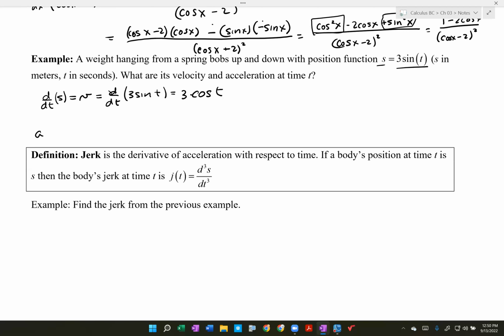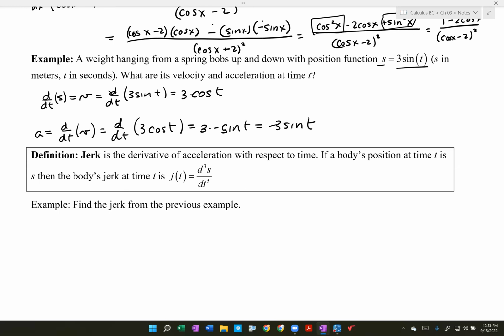And then what about acceleration? Well, the acceleration is the derivative of velocity. So it's the derivative with respect to t of 3 cosine t, which ends up being 3 times negative sine of t, or negative 3 sine t. And there's our two answers.